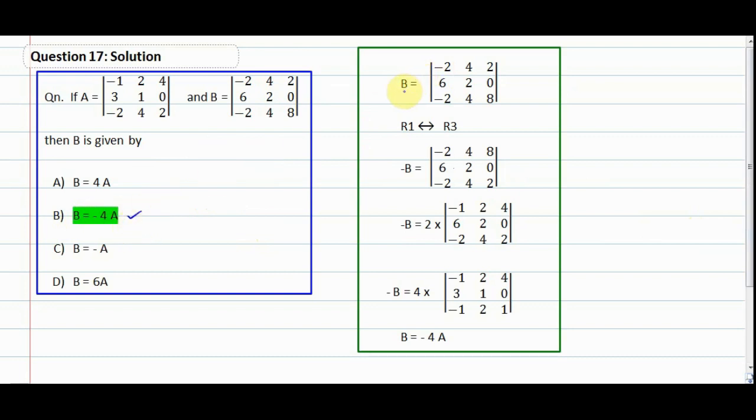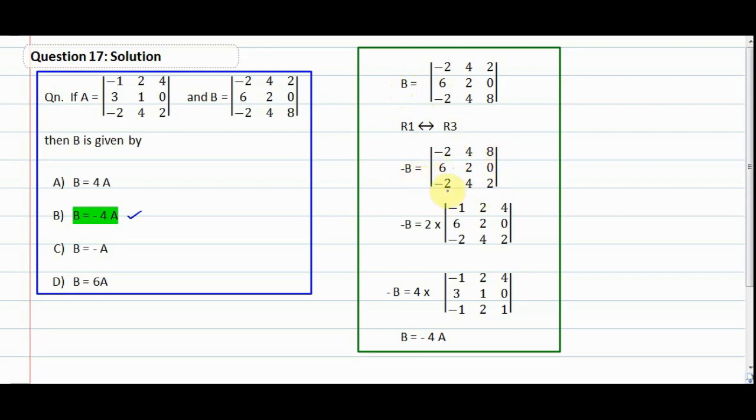Here B is equal to the determinant of minus 2 4 2 6 2 0 minus 2 4 8. Now if you do a row interchange between row 1 and row 3, the determinant value will change in terms of sign. Okay, the magnitude remains the same, but the sign will change to minus. So here if we interchange row 1 and row 3, the resulting determinant value will be minus B.